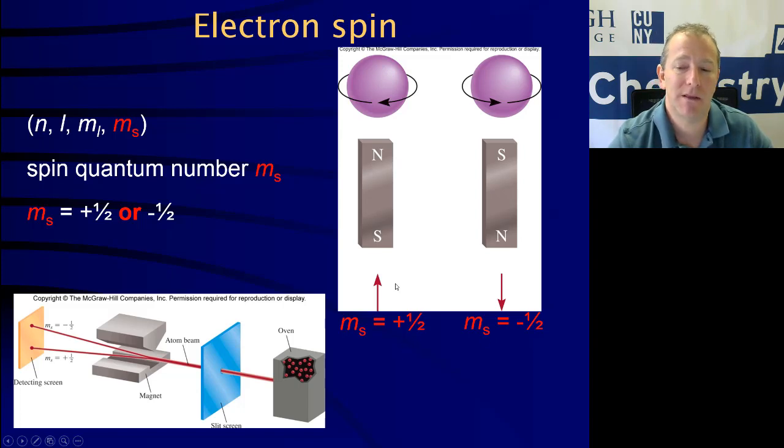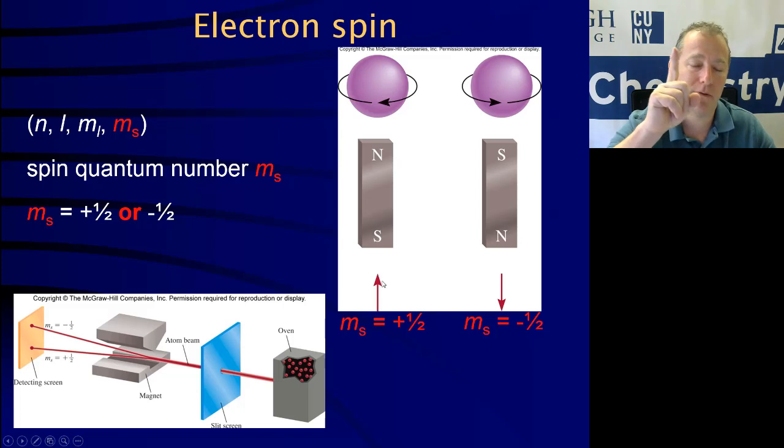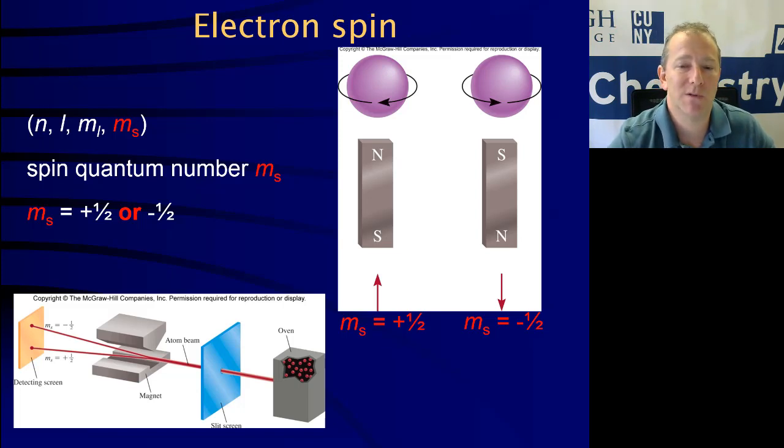Spin up is given the value of ms, just given a value of plus a half, and spin down is negative 1/2. So arrow pointing up, plus a half. Arrow pointing down, minus a half. That specific assignment isn't really that necessary. The fact that there are only 2 allowed values for ms is what's important. Plus a half or minus a half are the values of ms, and that will give our 2 electrons per orbital by differentiating them with the value of ms.